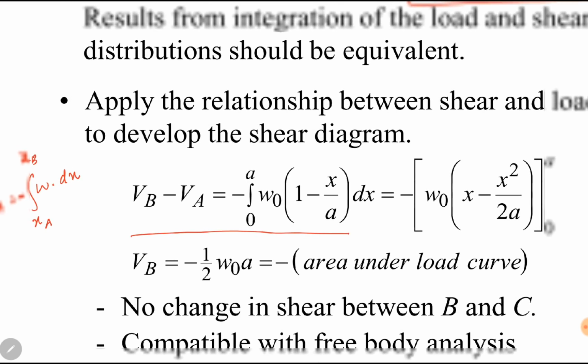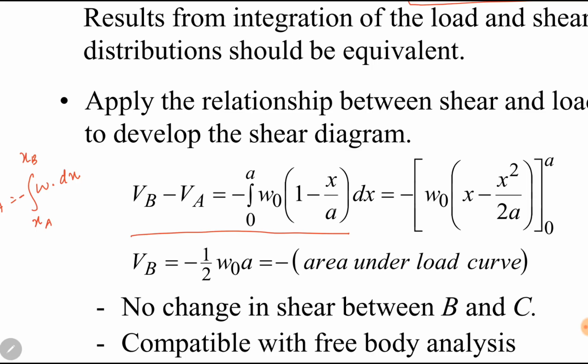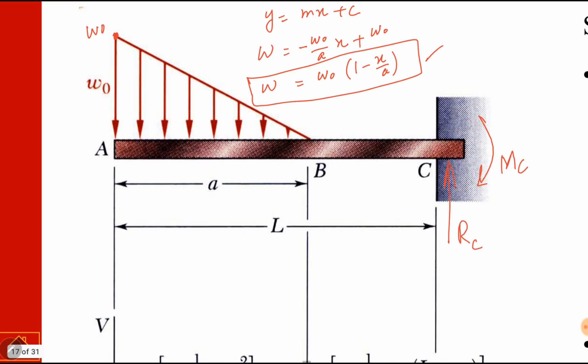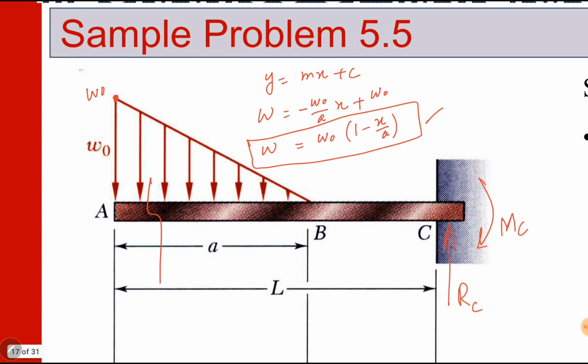We can integrate this expression, W naught into 1 minus x by A. W naught is constant. Integral of 1 becomes x, and integral of x becomes x square by 2, from 0 to A. Now if we put A into this expression and then 0 into this expression and simplify it, VB becomes minus 1 over 2 W naught A. This is simply the area under the distributed load. We can also find it using the area of a triangle, 1 over 2 W naught A, and since it is downward, it becomes negative.